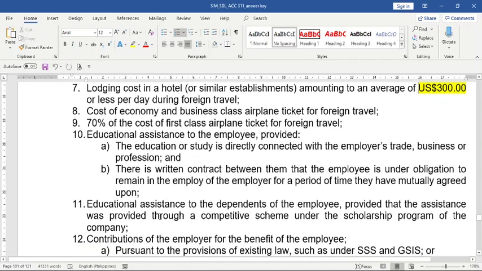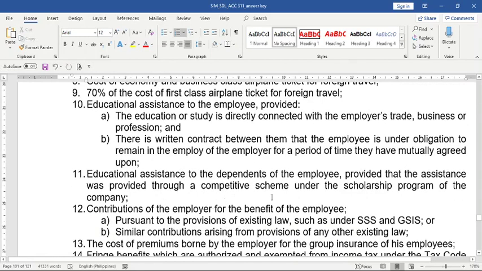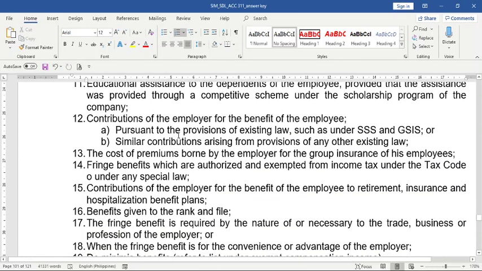Educational assistance to the dependents of the employee. Take note, it is not subject to final fringe benefit tax, provided that assistance was provided through a competitive scheme under the scholarship program of the company. What else? Contribution of the employer for the benefit of the employee pursuant to the provision of existing law, such as under SSS, GSIS, or similar contributions arising from provision of any other existing law.